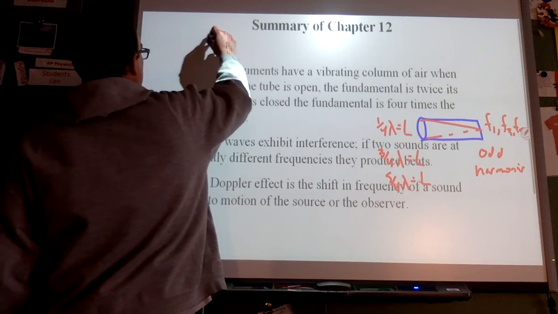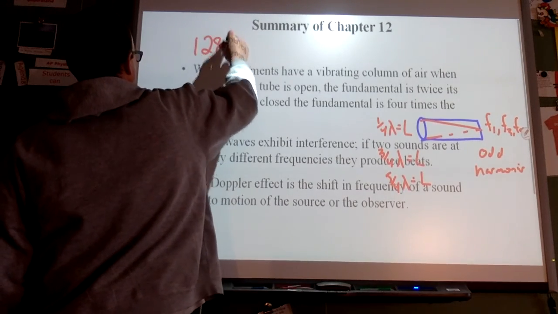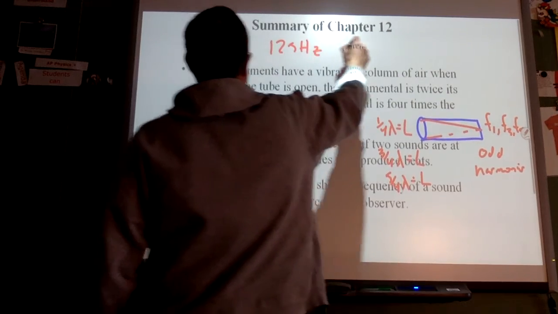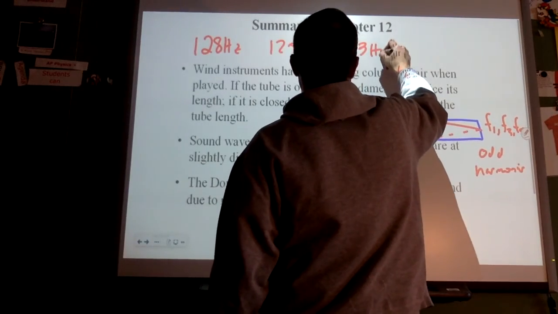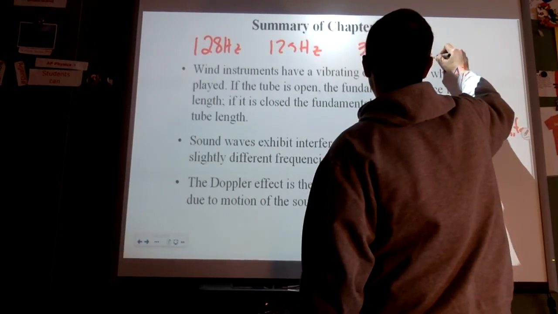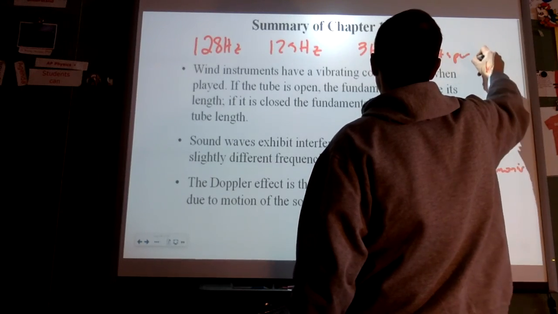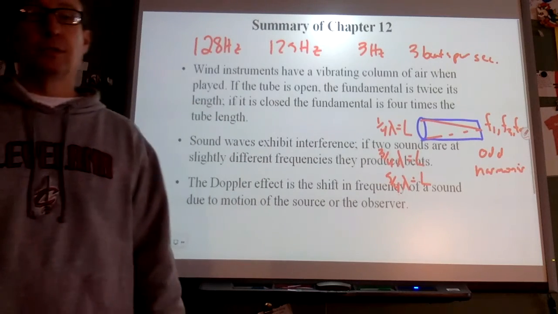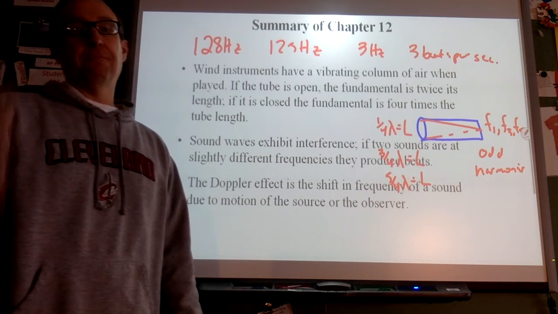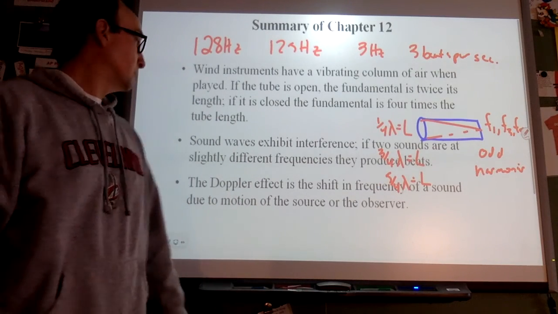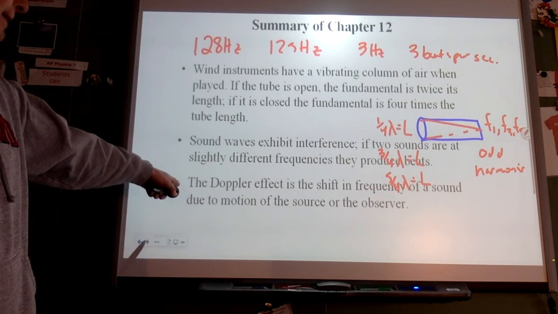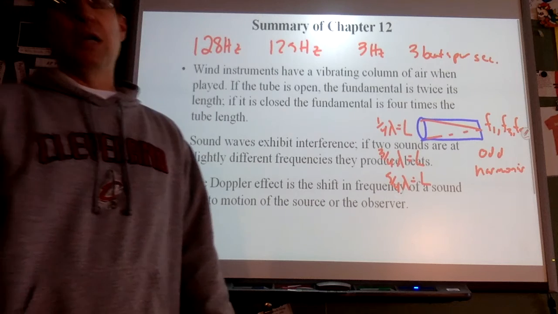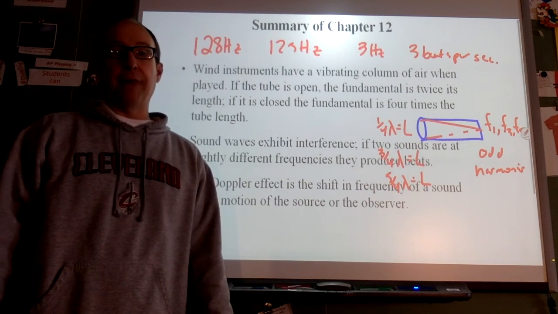So if I have a 128 and a 125, they have a 3 hertz difference. That means you're going to hear 3 beats per second. And I picked this one because I actually have those two tuning forks.